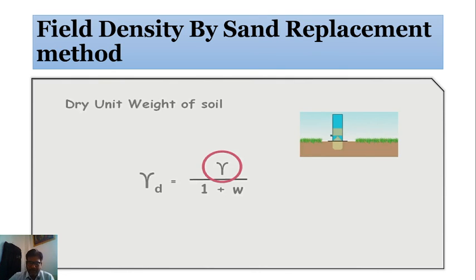So in this way, we can find out the fill density by the sand replacement method.